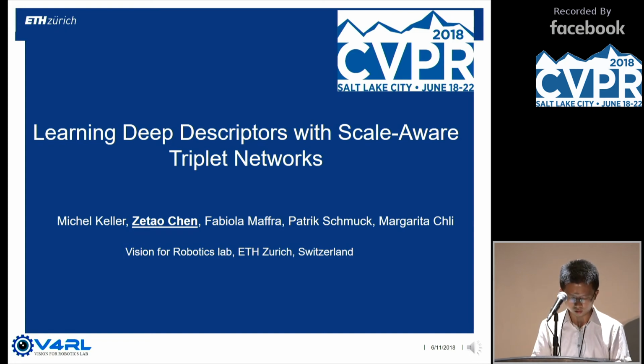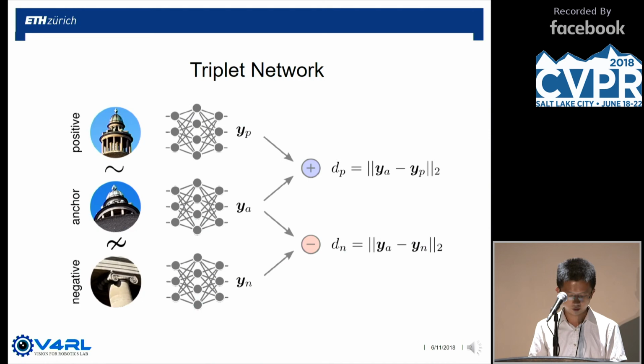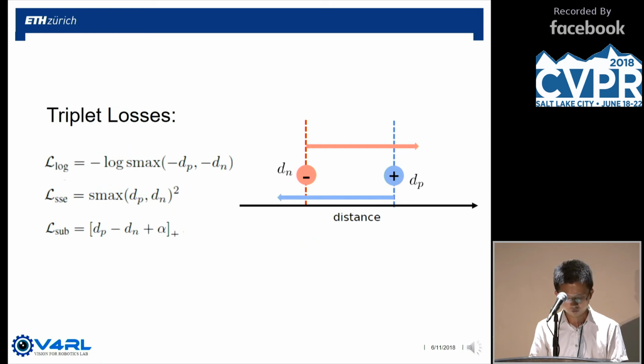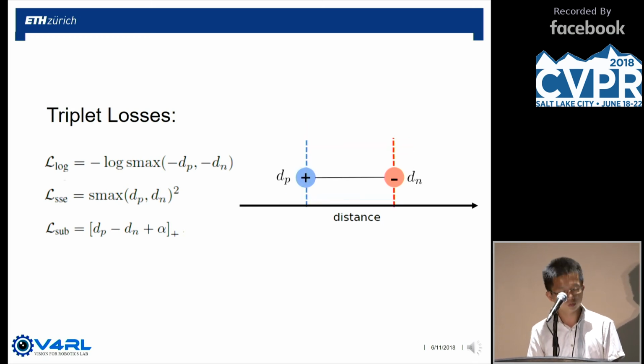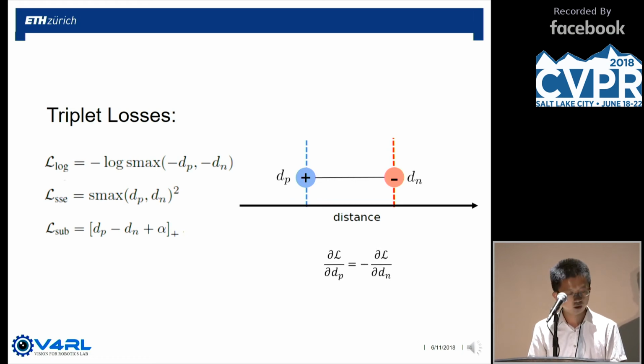So in a triplet network, 3 patches are propagated through 3 copies of the same network, generating 3 descriptors and a positive distance dp and a negative distance dn. Different triplet losses have been proposed to make dp smaller and dn larger. The goal is to obtain similar descriptors for similar patches and dissimilar otherwise. Such losses are antisymmetric, which means that the loss acts equally strongly on both dn and dp, but pushes them in opposite directions. We can therefore define a conceptual threshold in the middle of dn and dp for this triplet.